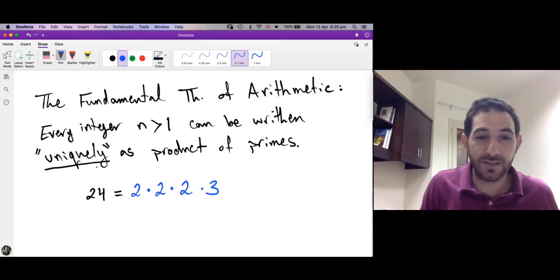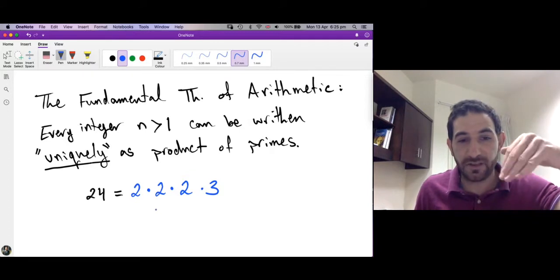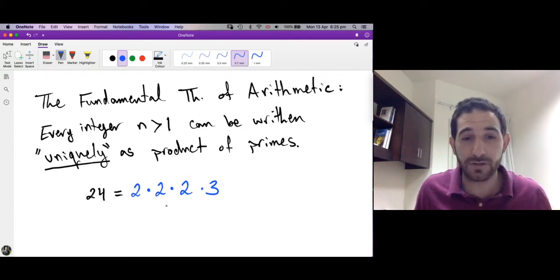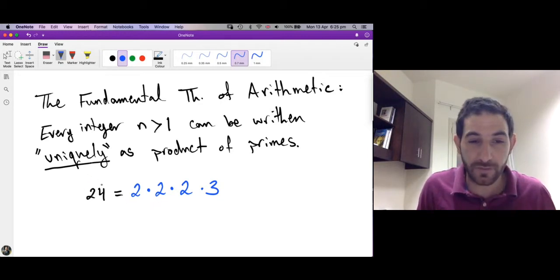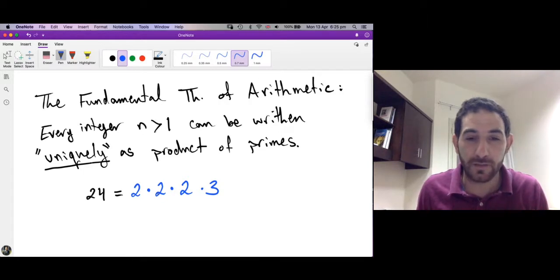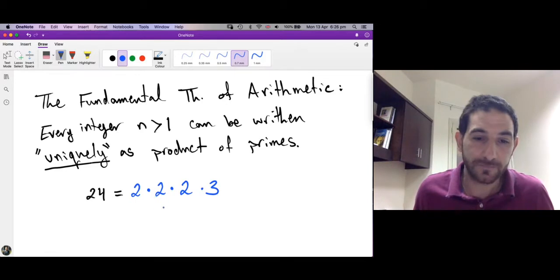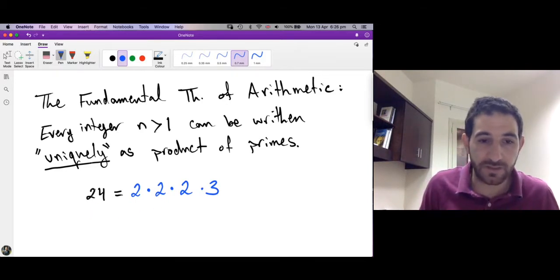And the uniqueness says that if we arrange the product of primes in increasing order, then any product of primes of 24 is this one. So you can't find any other primes which when you multiply together you get 24. For example, 3 2's and 1 3 are the only primes whose product is 24. You can't find any others, okay?